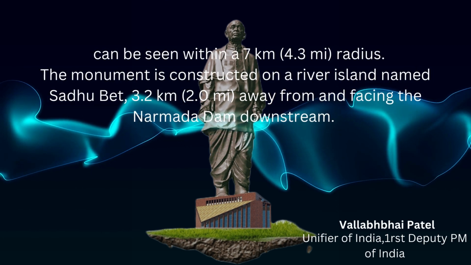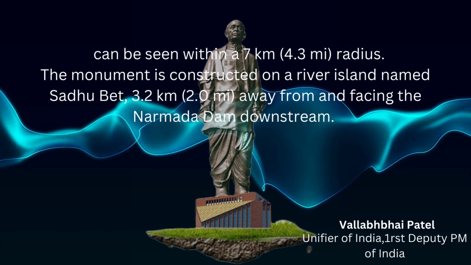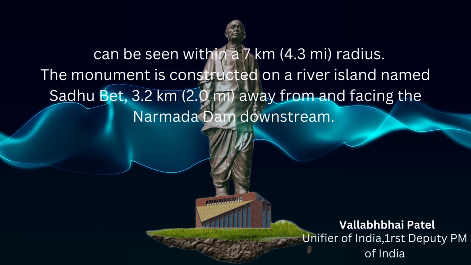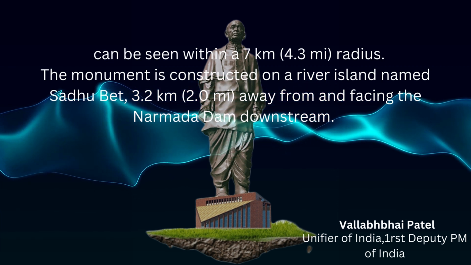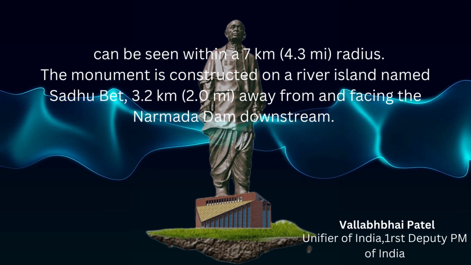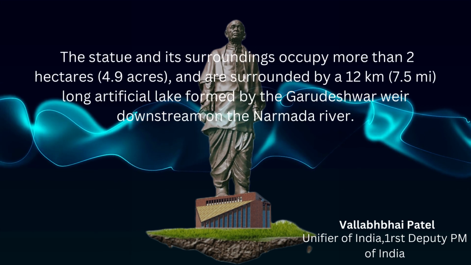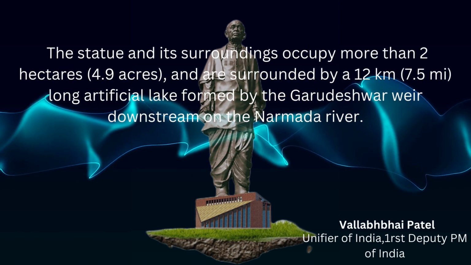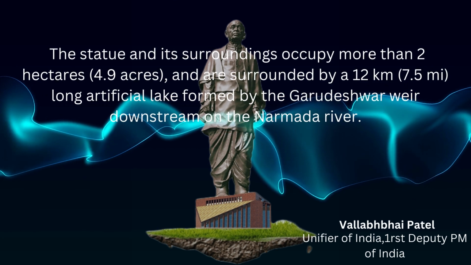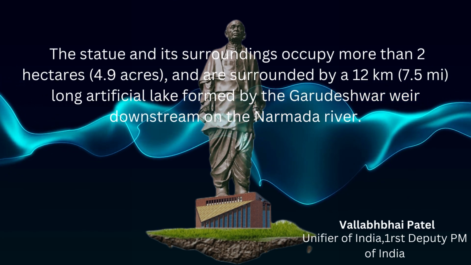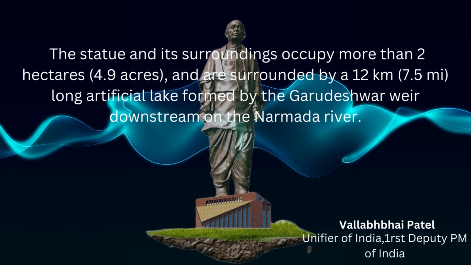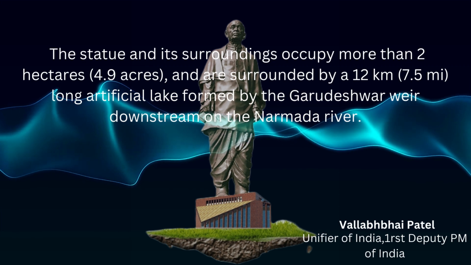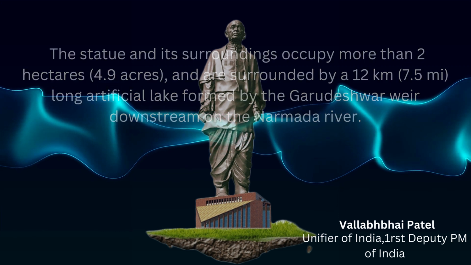The monument is constructed on a river island named Sadhu Bet, 3.2 kilometers (2.0 miles) away from and facing the Narmada Dam downstream. The statue and its surroundings occupy more than 2 hectares (4.9 acres), and are surrounded by a 12 kilometers (7.5 miles) long artificial lake formed by the Garudeshwar Weir downstream on the Narmada River.